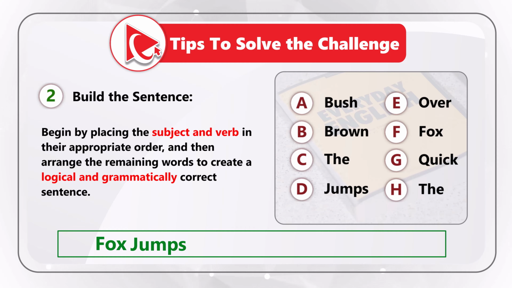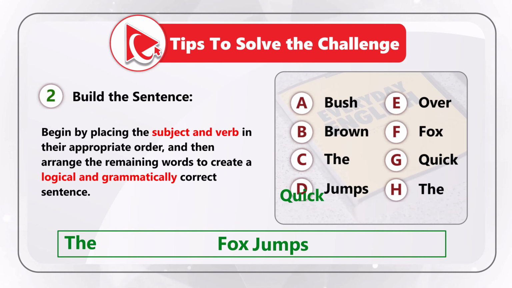Second step is to build the sentence. You do it by placing the subject and verb in the appropriate order and then arranging the remaining words to create a logical and grammatically correct sentence. The sentence here is, the quick brown fox jumps over the bush.